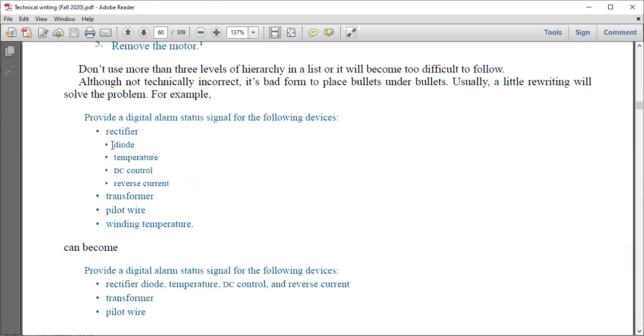Now why is it so? Because rectifier is the broader term, and within that term we have other items. So this is a broad item, and within that item we have sub items. So instead of using bullets for the sub items, we have shown them using commas. Is that clear? And the other broad items have been written separately. All right. Okay.